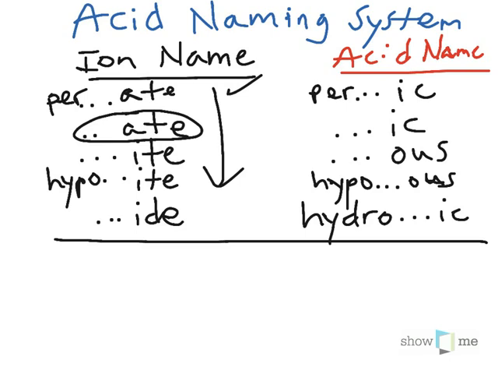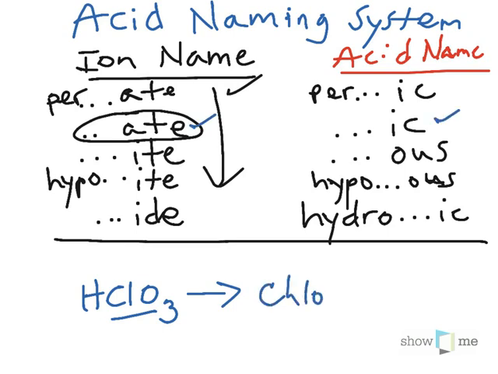Okay. If I were to see HClO3, I would want to figure out the chemical name for that. And the chemical name for this is hydrogen chlorate. This is the chlorate ion. So this becomes, since it's an ate, it becomes an ic acid. This is chloric acid.